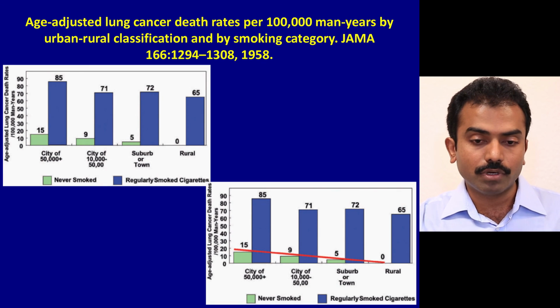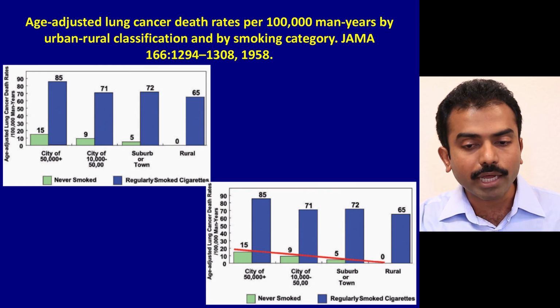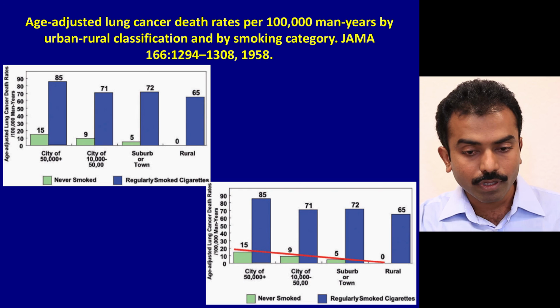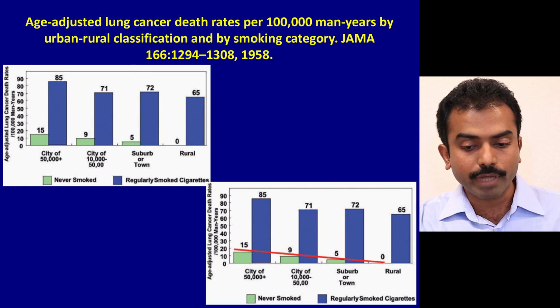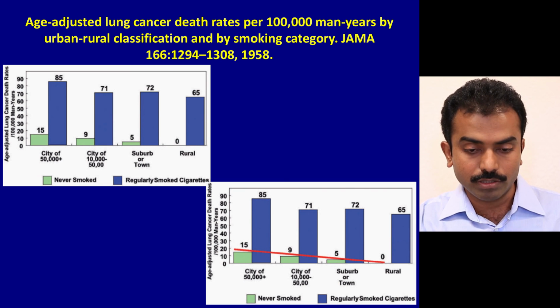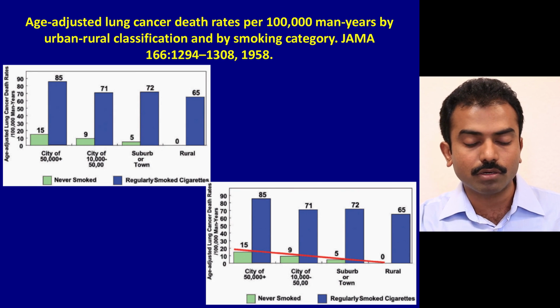This is another example of the same thing. This is looking at age-adjusted lung cancer death rates per 100,000 person years by urban-rural classification and by smoking category. So there are two exposures we are studying here. One is smoking, which is in two categories, never smoked or regularly smoked, and then urban-rural classification depending on the population, whether you are in a rural area, suburb or town, small city or a big city. And you can see that both living in an urban or rural area as well as smoking was associated with lung cancer death rates.